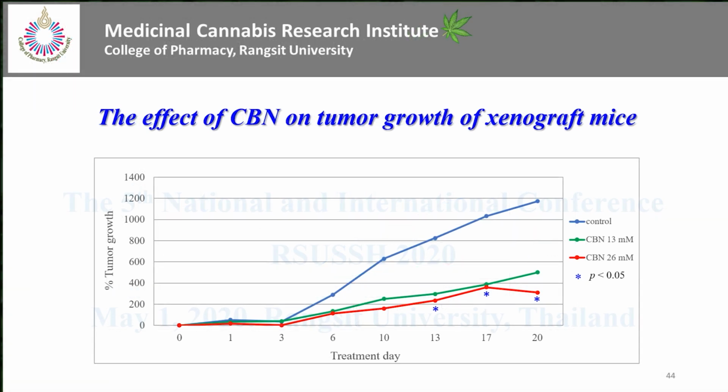This figure shows the effects of CBN on tumor growth of xenograft mice. The blue line shows tumor growth of vehicle-treated mice. The green line shows tumor growth of low-dose CBN-treated mice. And the red line shows tumor growth of high-dose CBN-treated mice. After a week, the vehicle-treated group shows rapid tumor growth compared to CBN-treated groups. After the second week, tumor growth of high-dose CBN-treated mice was significantly inhibited compared to that in the vehicle-treated mice.